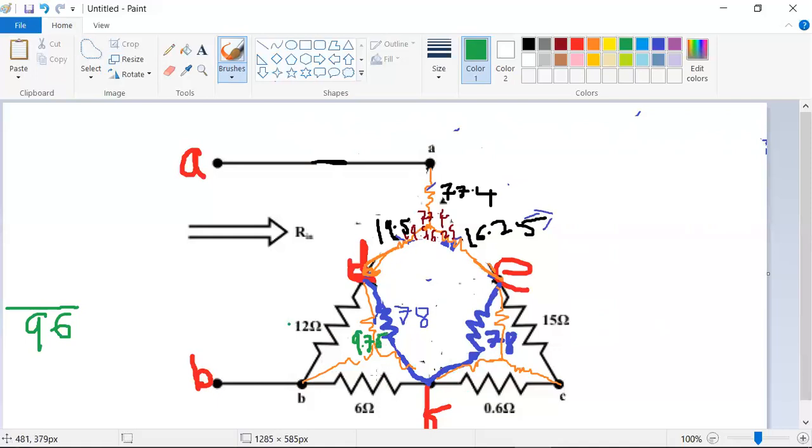Next, 12 into 6 by 96. The value will be 0.75. What about this 78 into 6 into 6 divided by 96? The value will be 4.875.